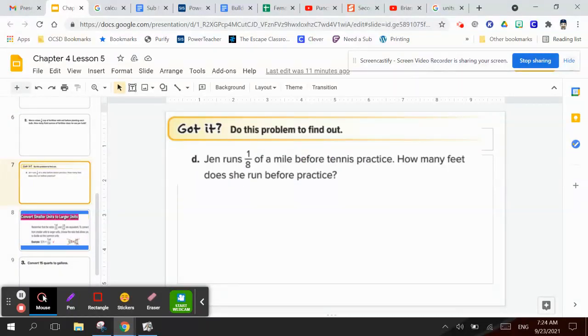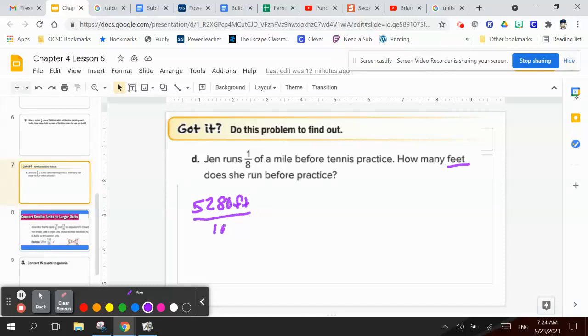So if we look at our got it problem there on page 291, it says Jen runs 1/8 of a mile before tennis practice. How many feet does she run before practice? So I want to know how many feet. So that means I have to know how many feet are there in a mile? Well, on page 290, it says that there's 5,280 feet in 1 mile. I need to find out how many feet that is, so I'm going to multiply that by 1/8 of a mile. So again, before I multiply, I want to cross out my miles because I'm looking for feet.